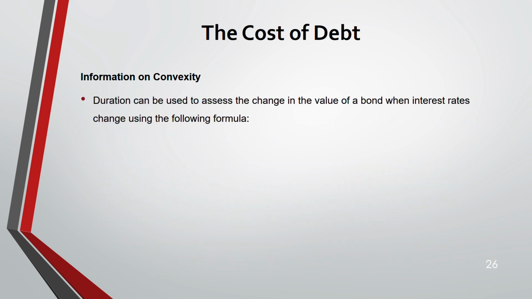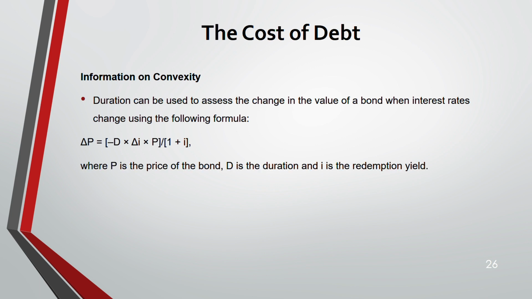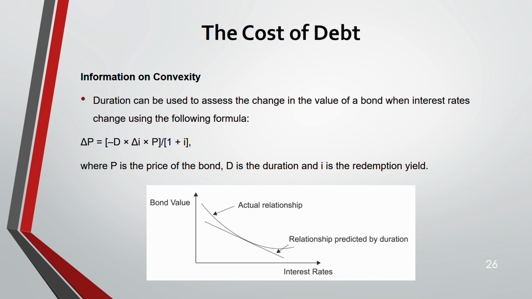Now, duration can be used to assess the change in value of a bond when interest rate changes using the following formula. The triangle P means change. Triangle stands for change. Change in P, change in price, equals minus D into I. What is D? Duration. It's negative. I is the redemption yield. P is the price of the bond, because you want to know the change in the price of the bond. D is the duration. I is the redemption yield. This is the diagram we're talking about.